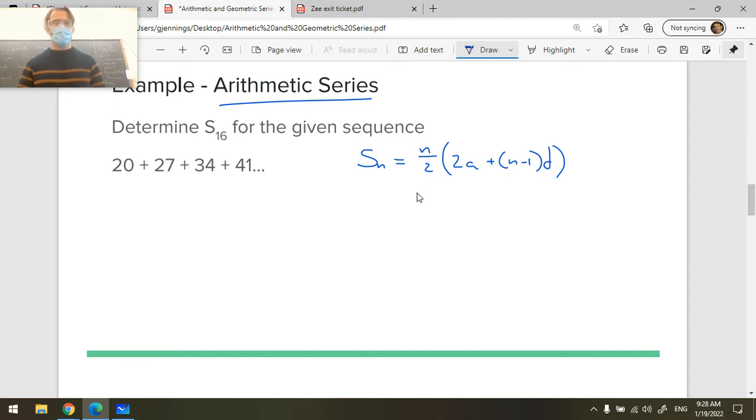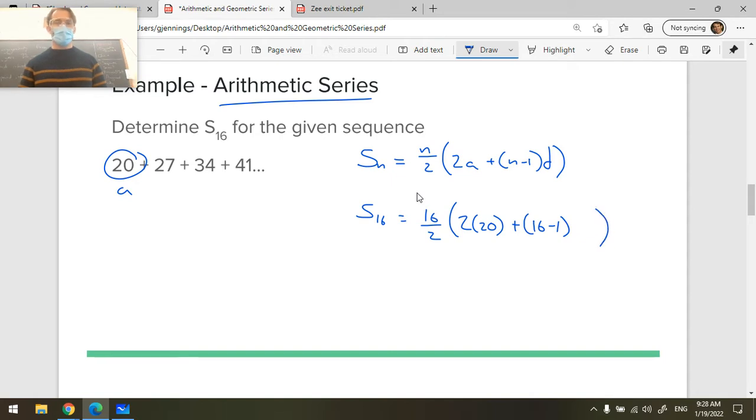So S of n here, we want S of 16. And so I'm going to sub in here n over 2. Well, n is 16, so I have 16 divided by 2, and then multiply by 2 times a. Oh, here's a here. A. Okay, so 2 times 20 plus n minus 1, so that's 16 minus 1, so that's 15, multiplied by d.